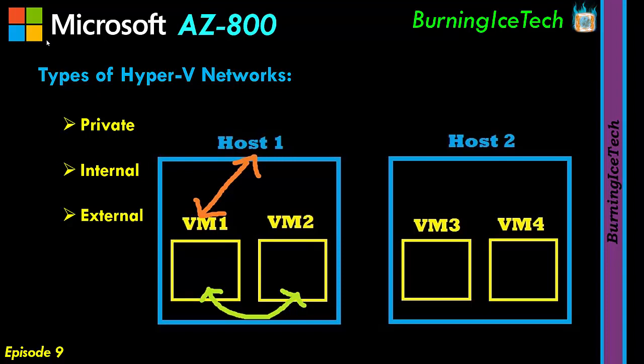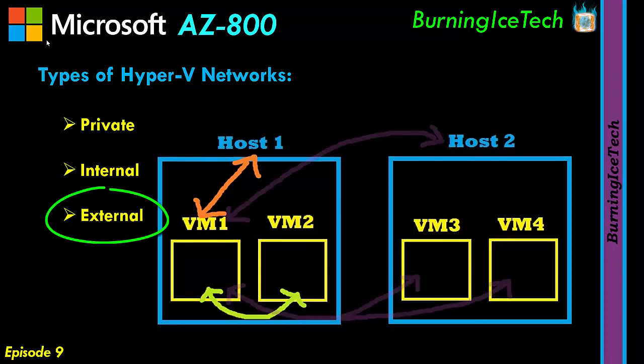So if it's a private switch, I only need to be able to communicate with other virtual machines. If it's internal, it's only going to communicate with the host at most. And in that situation, it's still not going to actually leave that host. Now, looking at the last one, external, you can see virtual machine 1 specifically.